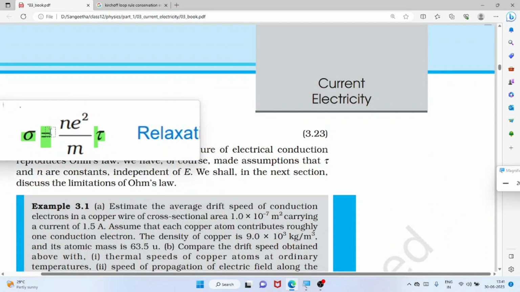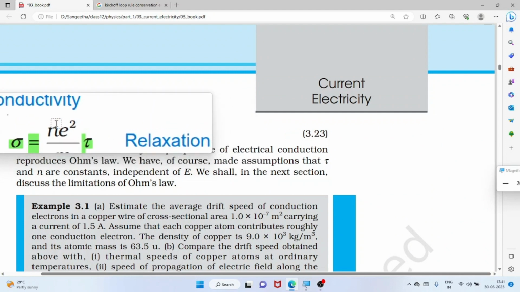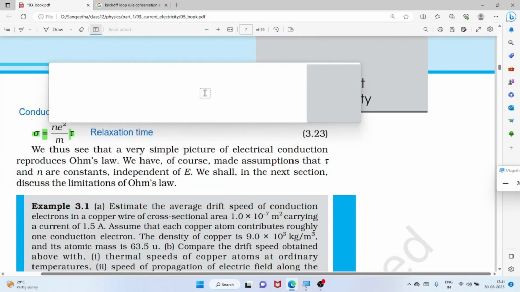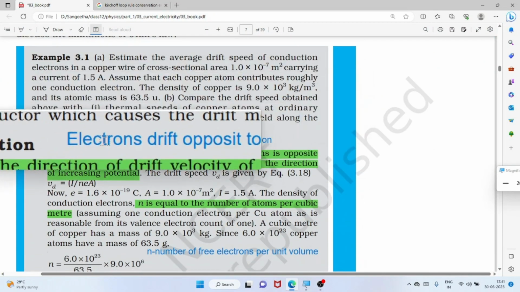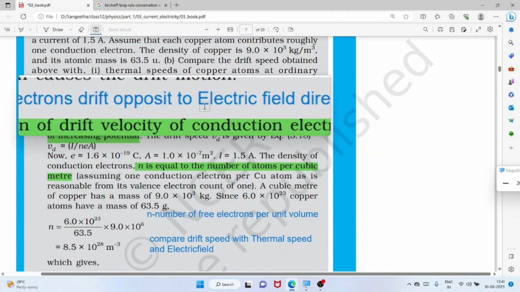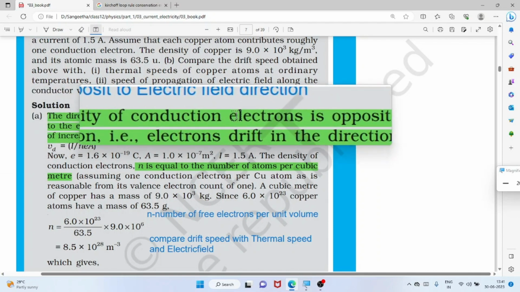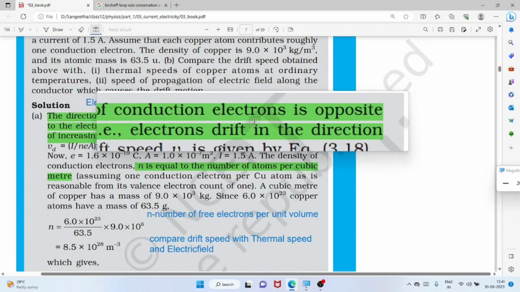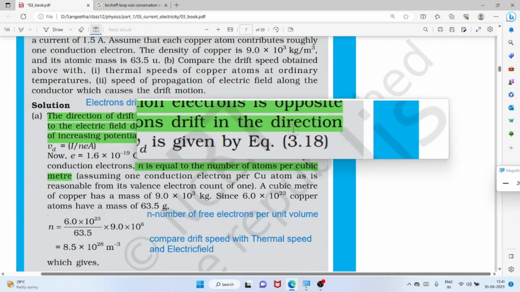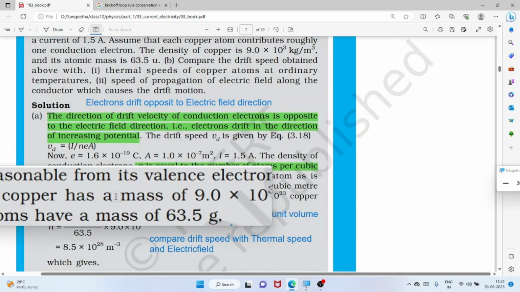Here is how conductivity is related to the relaxation time. n is the number of carriers, e is the electron charge, and m is the mass of the electron. The direction of the drift velocity of the conduction electrons is opposite to the electric field direction. Electrons drift in the direction of increasing potential.